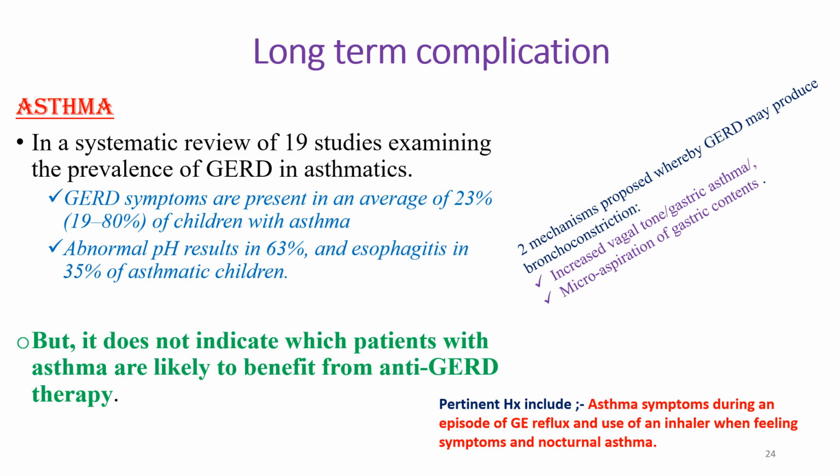In about 60% of children with asthma and evidence of reflux, asthma control will improve with treatment of reflux. So, if asthma symptom is difficult to control and it is mainly nocturnal, a 3-month trial of proton pump inhibitor is recommended.